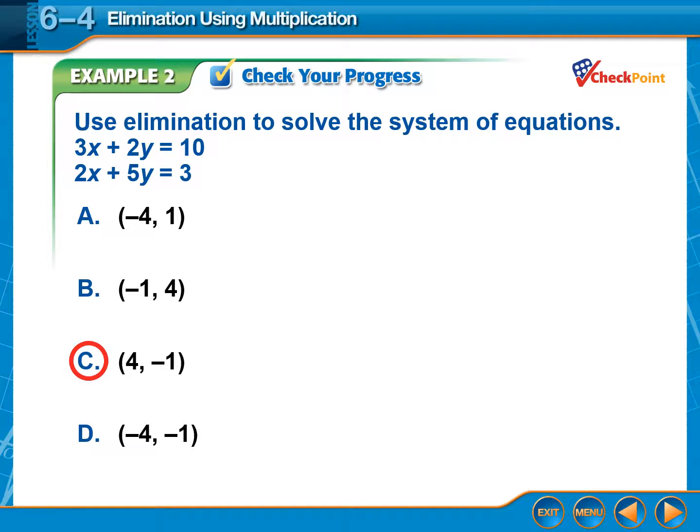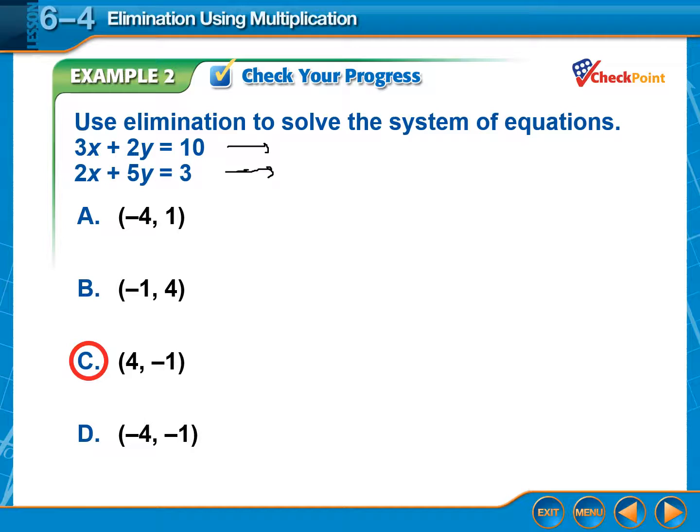You should have gotten a solution of x is 4 and y is negative 1. So looking at this system, 3x plus 2y equals 10 and 2x plus 5y equals 3, we could choose either x or y to cancel out the variables at the beginning. But either one I choose is going to require me to multiply each equation by a number in order to create coefficients that are the same.